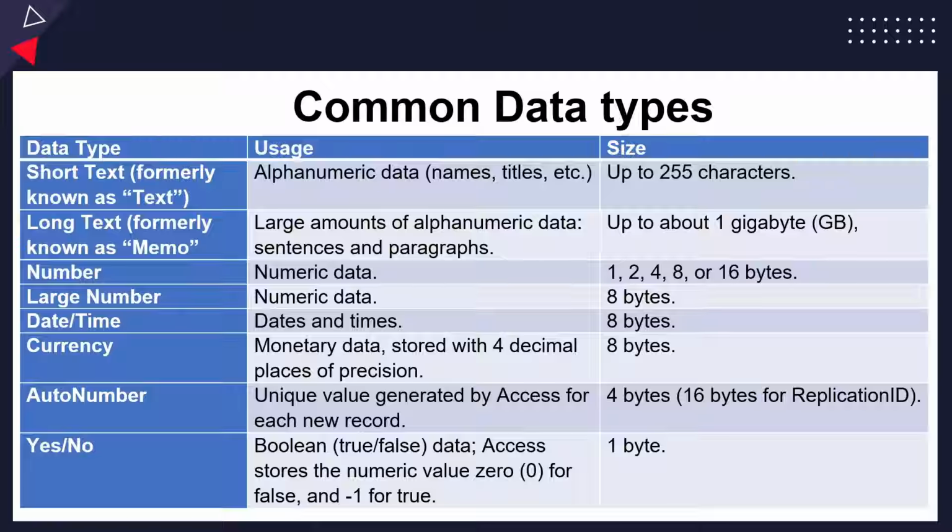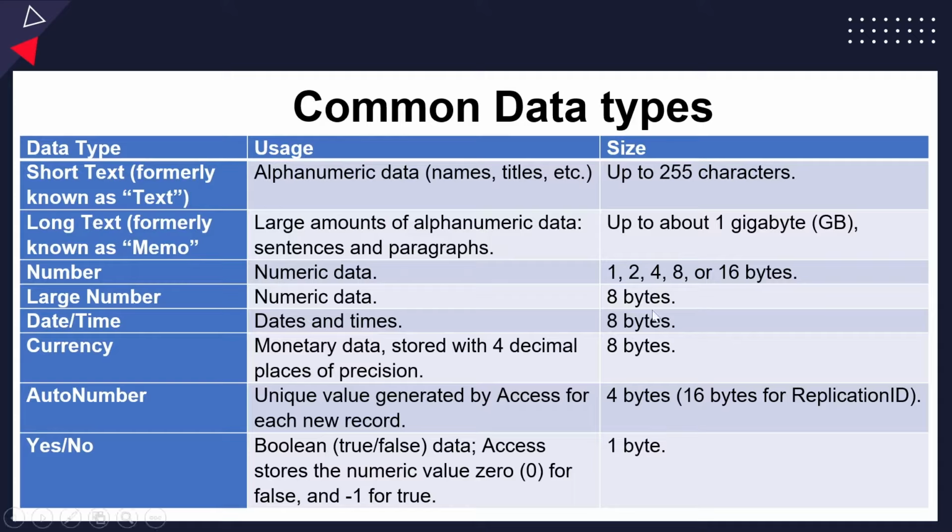If we're creating columns that are going to store paragraphs or longer sentences, then we would consider using memo. Number will help us to store numeric data. If the column is going to store digits or values, then give it number. Please note that we have numbers of small size, then numbers of bigger sizes. So number stores up to 16 bytes, and large number stores over 8 bytes.